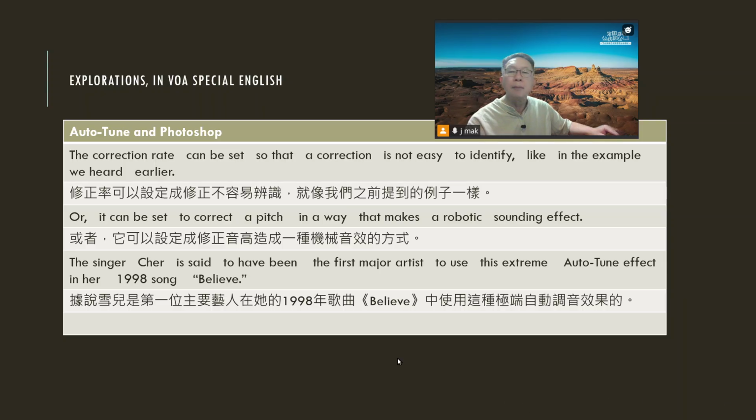The correction rate can be set so that a correction is not easy to identify, like in the example we heard earlier. Or it can be set to correct a pitch in a way that makes a robotic-sounding effect. The singer Cher is said to have been the first major artist to use this extreme auto-tune effect in her 1998 song, Believe.